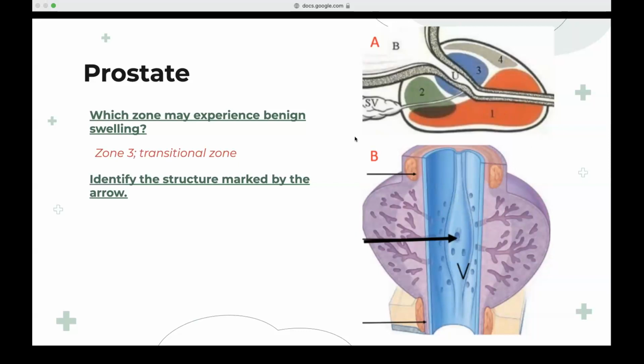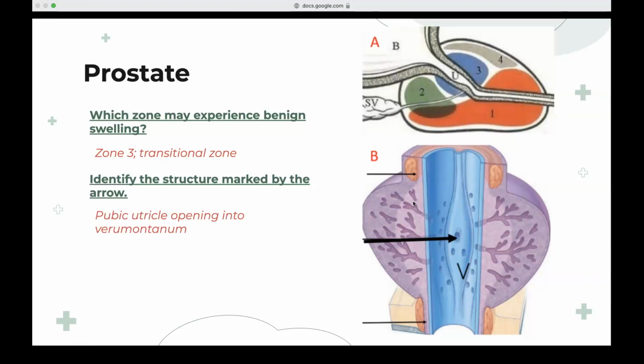Then identify the structure marked by the arrow. Is it the median lobe? It's the remnant of the uterus in males. I think, yeah, the prostatic utricle. Yes, opening into the verumontanum, this weird structure.